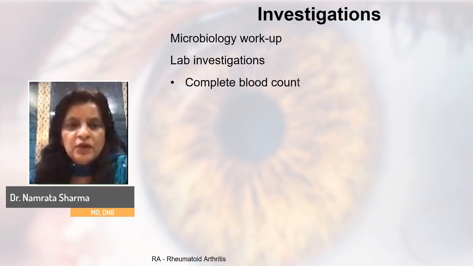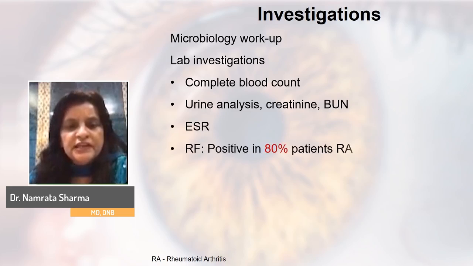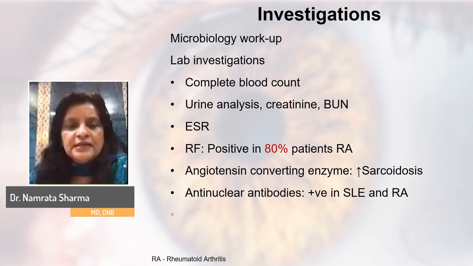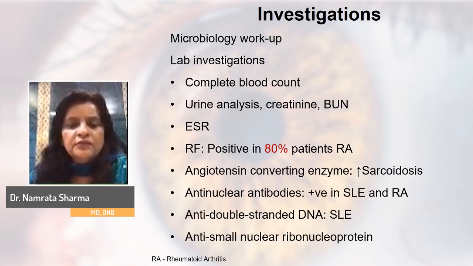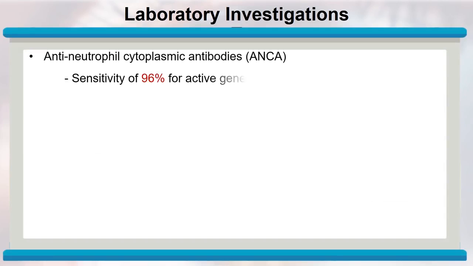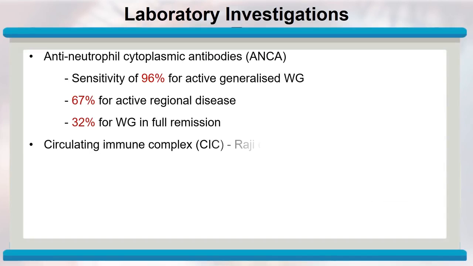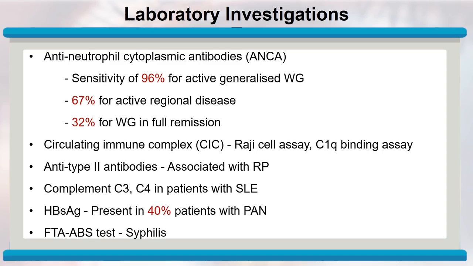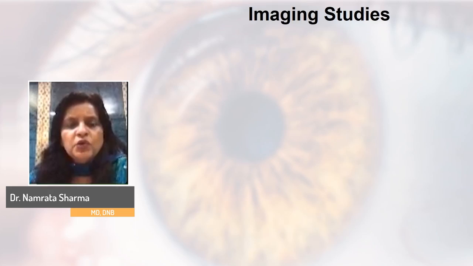Now, investigations for a case of PUK require microbiology workup, like I said, and lab investigations, which could include a complete blood count, urine analysis, creatinine, BUN, ESR. Rheumatoid factor is present in 80% of the cases of rheumatoid arthritis. Then ACE enzymes, which would be increased in sarcoidosis, anti-nuclear antibodies, anti-double stranded DNA, and anti-small nuclear ribonuclear proteins. Apart from this, ANCA should be done. You may also have to do complement C3, C4, anti-type 2 antibodies, hepatitis B antigen present in 40% of patients with PAN, and FTA-ABS test for syphilis. Then imaging studies do have a role to play, such as X-ray chest and X-ray of the affected joints.